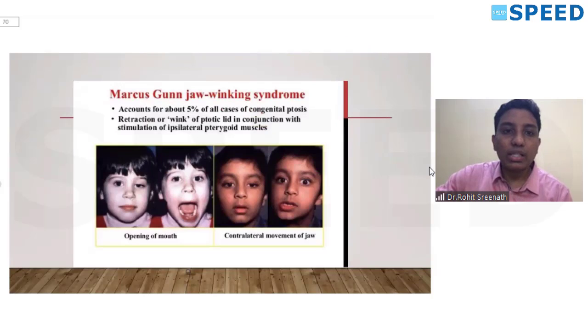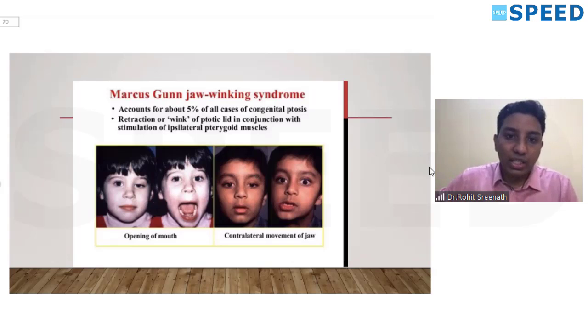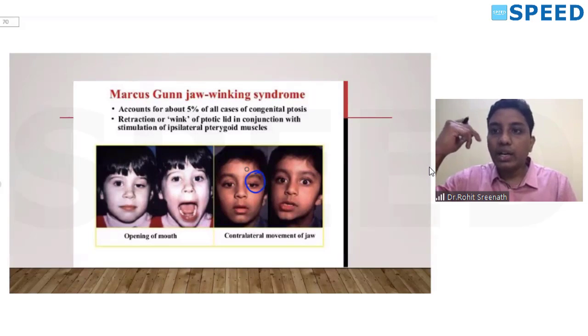Next, we go to Marcus-Gunn jaw-winking syndrome. What is Marcus-Gunn jaw-winking syndrome? This is a type of disorder wherein whenever the patient opens his mouth or moves the jaw sideward, there is an upper lid retraction. So the patient will have a congenital ptosis, and the ptotic eye will retract whenever the patient moves the jaw, either by opening the mouth or moving the jaw side by side.